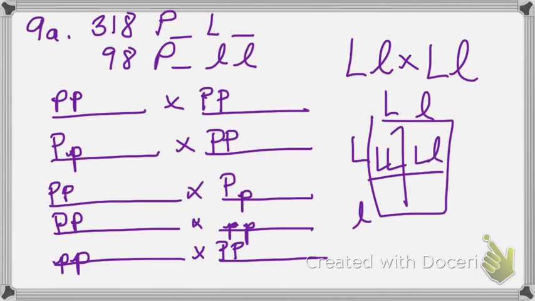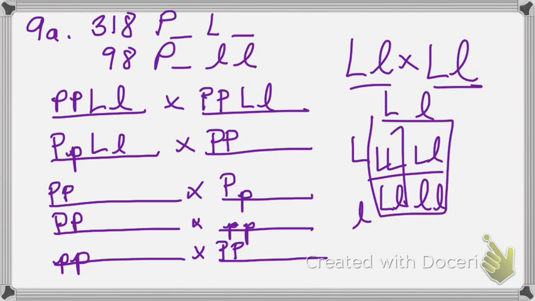Dominant, dominant, dominant, recessive. 3-to-1 ratio. So we know that the parents' genotypes for that trait must be heterozygous. They must both be heterozygous. So this is a possible genotype for the parents. This is a possible genotype for the parents.